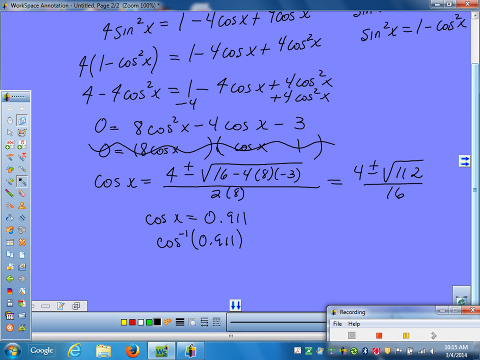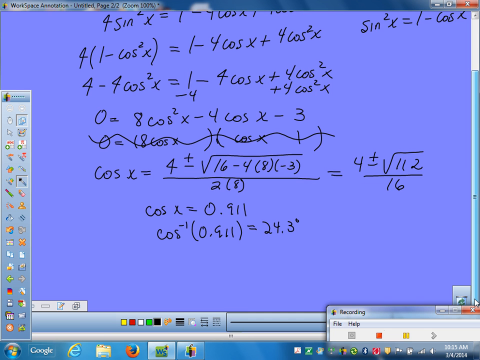You'd have to do inverse cosine of that. We are in degrees on this one. And you'll get 24.3, which is your reference angle. That may or may not be an answer. Okay. And I would go ahead and finish this whole problem before I go do the minus version. Because I would go, okay, right now I know that I had a positive 0.911, so therefore this answer is in first and fourth, and 24.3 is my reference angle.